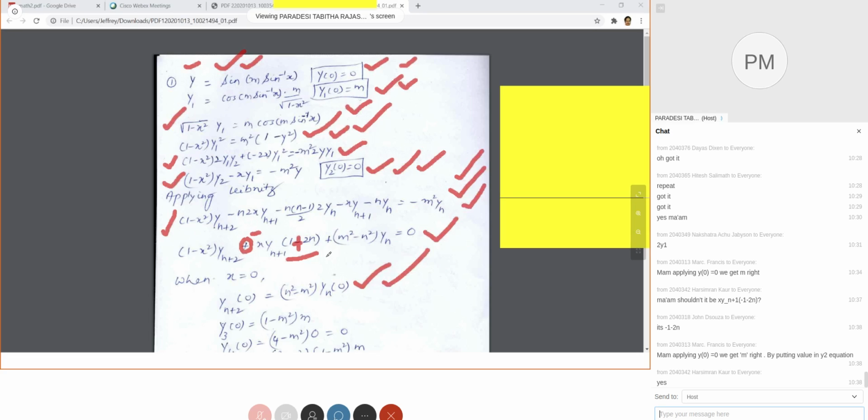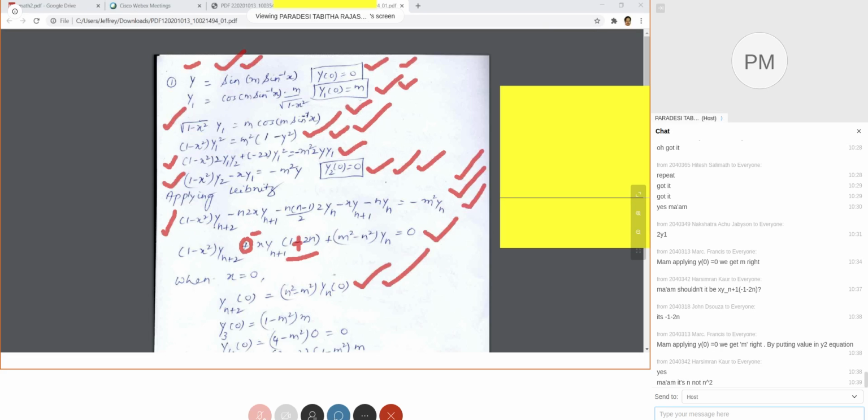What about the m square minus n square? Yes, Mark. You have to apply y of 0 to get y2 of 0, because you're evaluating terms. Anything else? 30 more seconds.